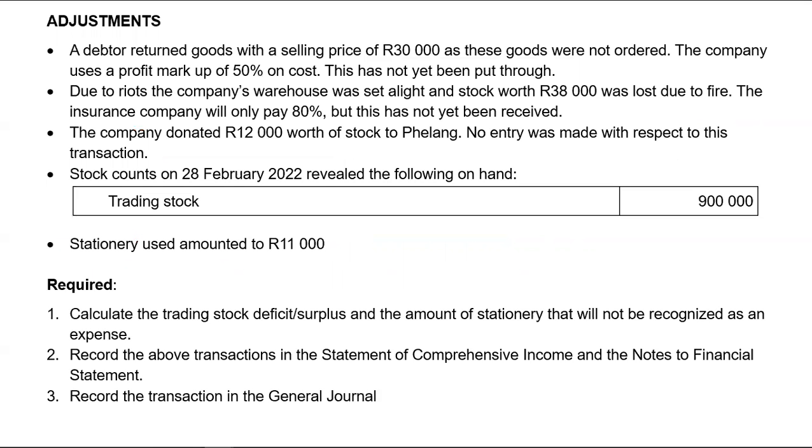Now they say stock counts, which is right at the end of the financial year. After I've adjusted my stock in the trial balance, revealed the following. It revealed that I've got stock worth 900,000. So in my books, my stock is sitting at 870,000, but in the trial balance, my stock is sitting at 900,000. Now, it means that this 870,000 must be taken up to 900,000.